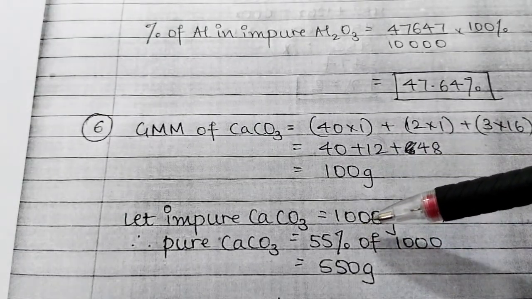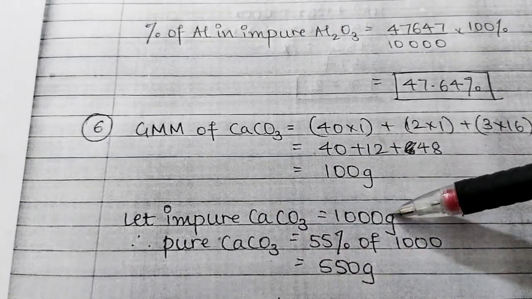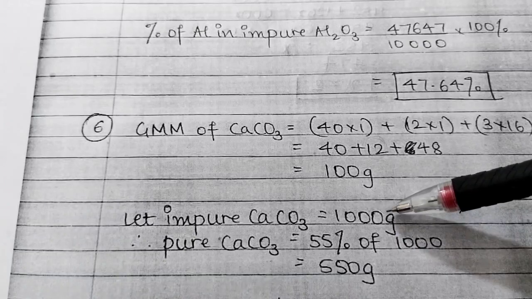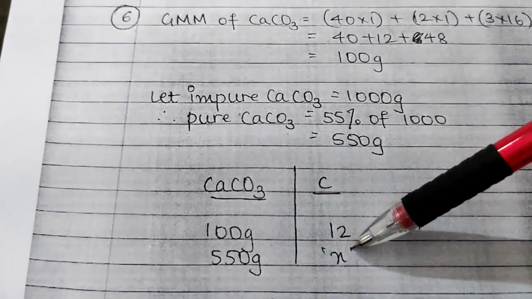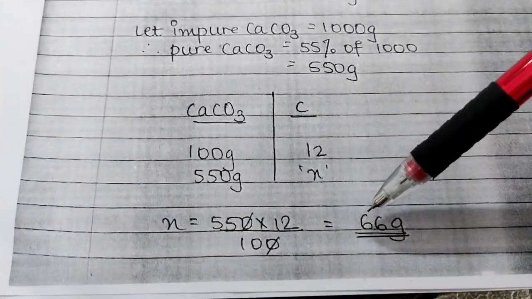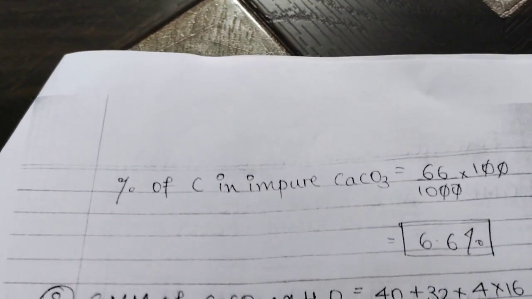That's a shorter method. And the longer method is, same as earlier, let the impure calcium carbonate be 1000 gram or 10,000 gram. You can take any value, any multiple of 100. Out of that, 550 gram is calcium carbonate. Out of 550 gram, how much is carbon? Cross multiply and get the answer. Turns out to be 66 gram. That means in that 1000 gram of impure calcium carbonate, we have 66 gram of carbon. So we'll find the percentage, which comes out to be 6.6%.